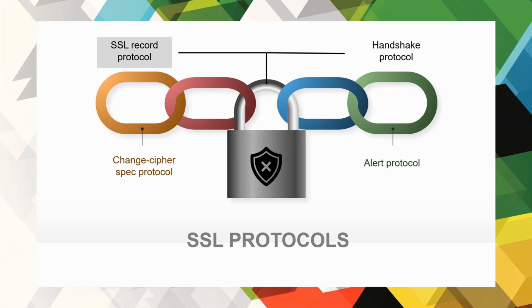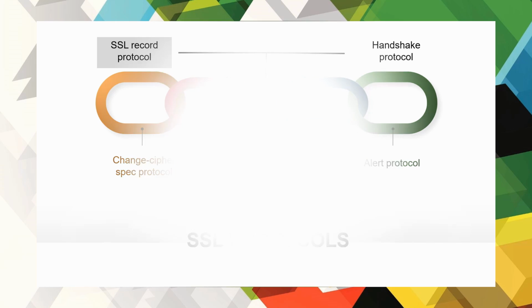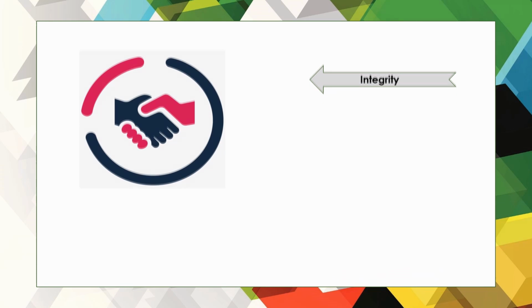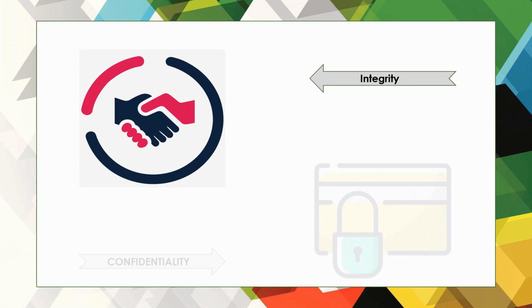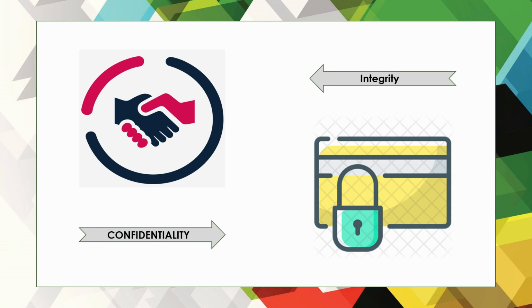SSL record protocol. The SSL record protocol provides us with integrity, that is, the message should be received in unchanged form. The unaltered form is maintained throughout the transmission. And confidentiality, that is, the data should be accessed by only authorized users.